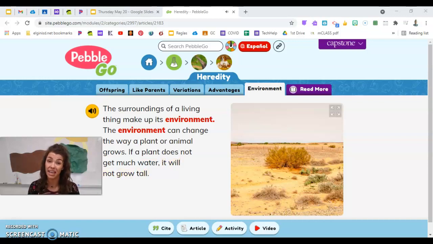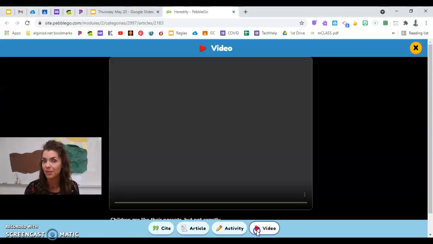So some of those variations we can't help, like this plant. He can't help it that he's not growing. He's not getting any water. That's his environment. He's not able to get up and move to a different place, so he's just doing the best that he can. Sometimes our environment can change some of our traits or can change what we can and can't do. Are you ready to see the video?